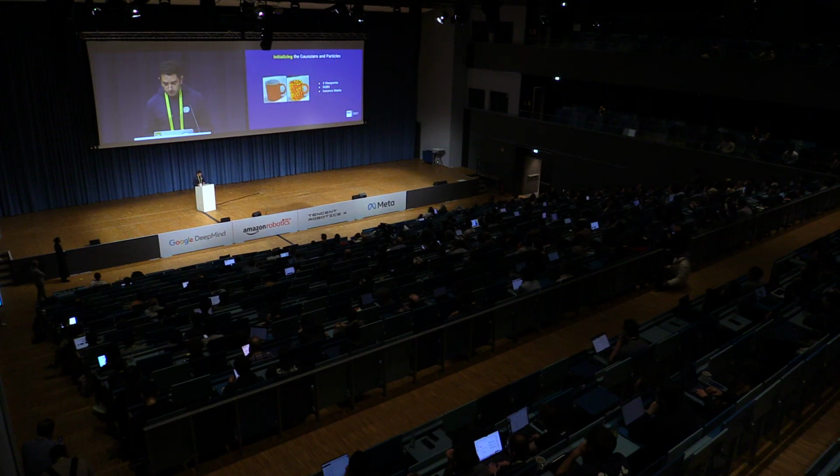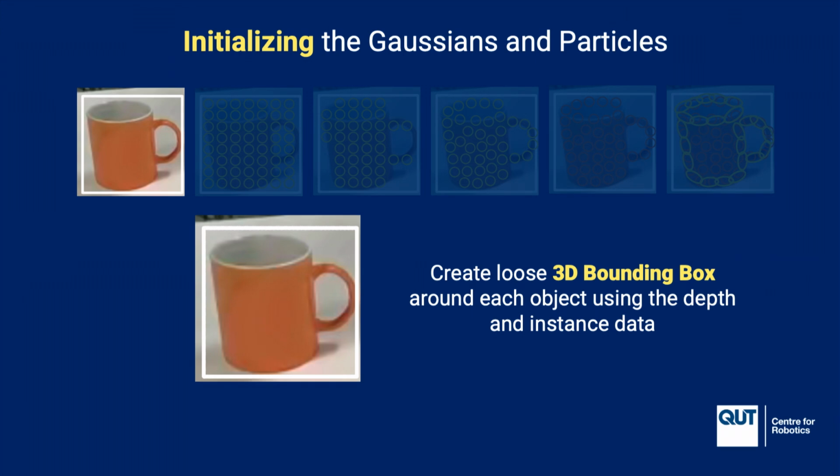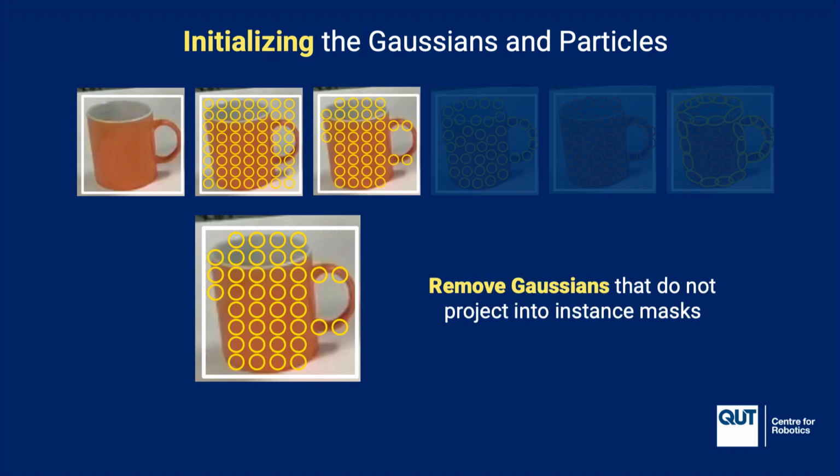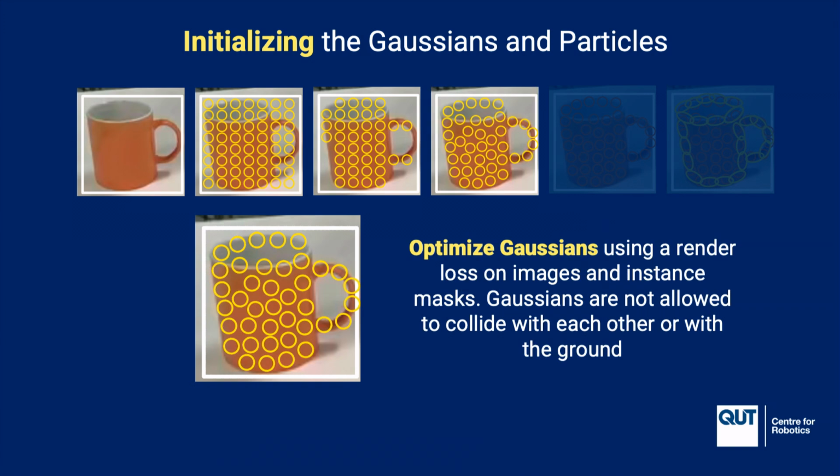So to initialize the Gaussians, we use 5 viewpoints, with each viewpoint producing an image, a depth map, and an instance mask. And we note that the depth and the instance are only needed for the initialization phase. To begin, we compute 3D bounding boxes which are loose around each object. We then fill each bounding box with a grid of spherical Gaussians. Any Gaussian that does not project back into the instance mask is removed. And then we optimize the Gaussians to minimize the reconstruction loss on the images and the instance masks, except in this optimization procedure, the Gaussian scales are not allowed to change, so they stay spherical. And also, they are not allowed to collide with each other or with the ground.